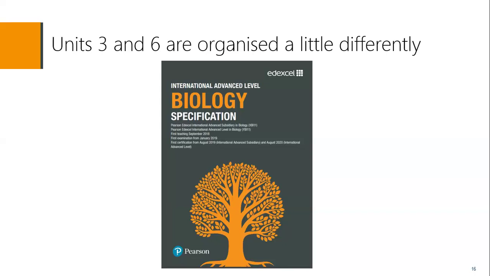Units 3 and 6 are organised a little differently. The specification content for Units 3 and 6 is slightly different. There's an introductory paragraph, practical skills that will be assessed and that need to be developed throughout teaching and learning. And these are listed as a set of bullet points. More details of the assessment are then provided under 3 headings: planning, implementation and measurement, and either processing results in Unit 3 or analysis in Unit 6.